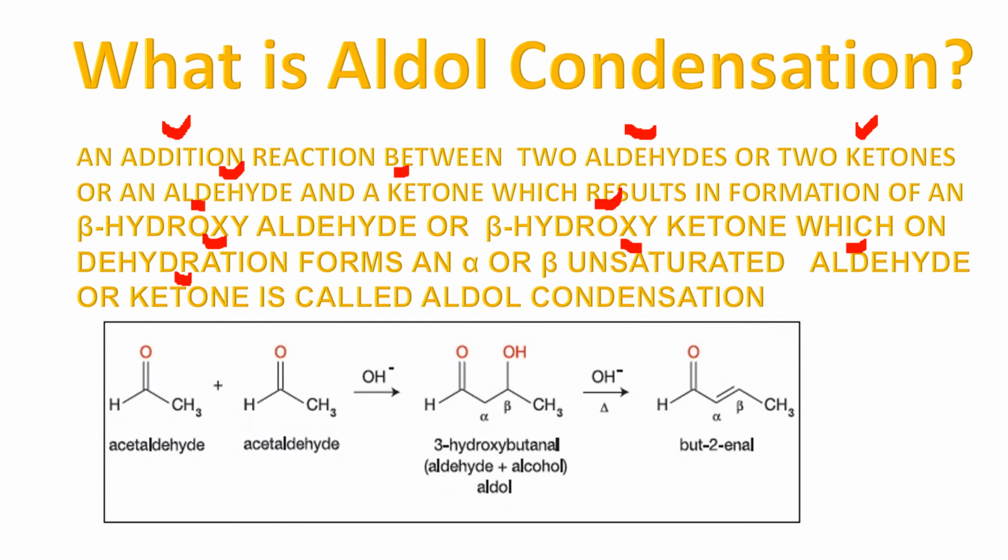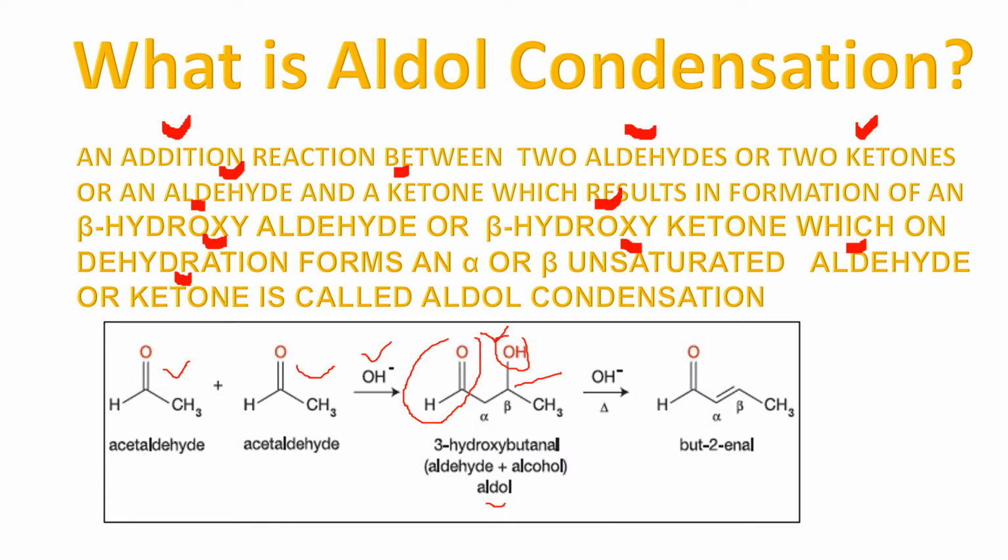Now this is the aldol condensation happening between acetaldehyde and acetaldehyde. Now see what's happening. In the presence of a dilute solution of a strong base like sodium hydroxide or potassium hydroxide, these two aldehydes are undergoing addition reaction and they are producing an aldol product first. Now this is called aldol product. The reason is we have aldehyde as well as alcohol. And where is the alcohol? If you can see, it's on the beta carbon. So we call it beta hydroxyaldehyde.